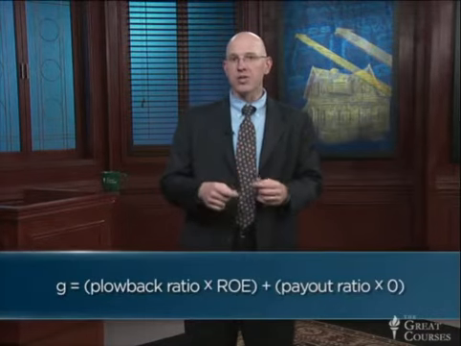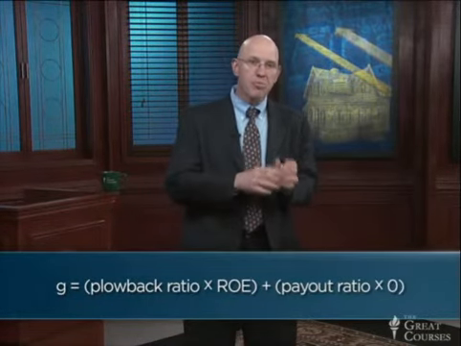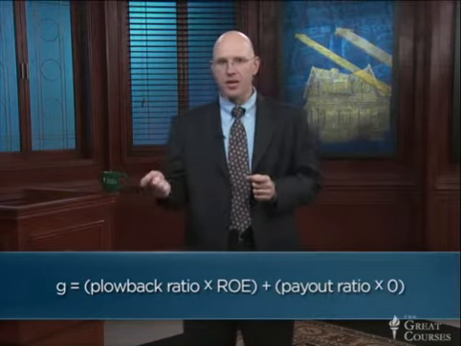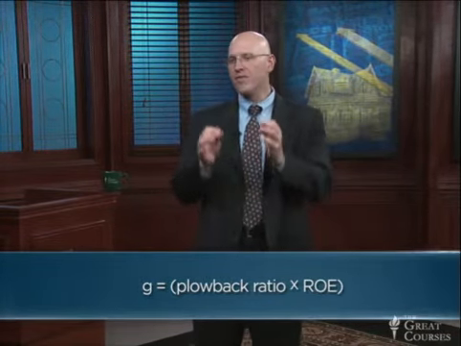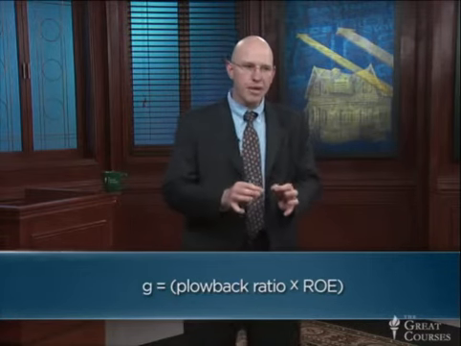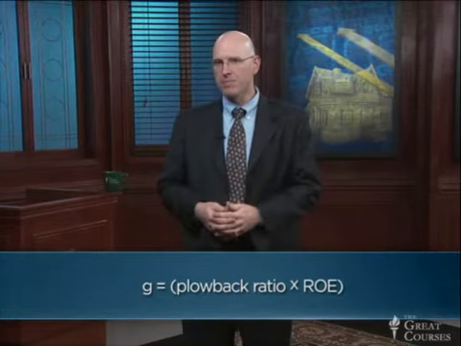The fraction of EPS that is reinvested into the company makes net earnings grow at a rate given by ROE, but the fraction of EPS that is paid out doesn't cause any earnings growth for the company at all. So we can form a weighted average to find the implied growth rate of net earnings. Here's the equation. G is equal to plowback ratio times ROE plus payout ratio times 0. And of course, we drop the term that is 0 and simply say that the growth rate of net earnings is equal to the plowback ratio times ROE.